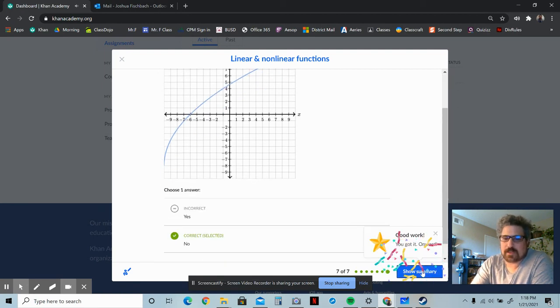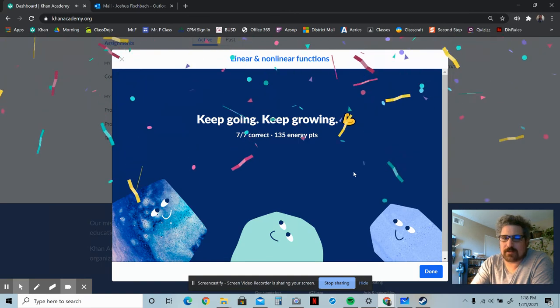Anyways, so that's how you do that, right? Look at the slope, see if the slope is constant.